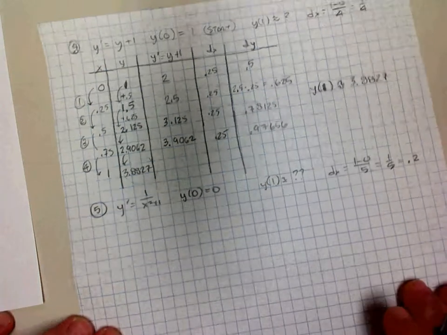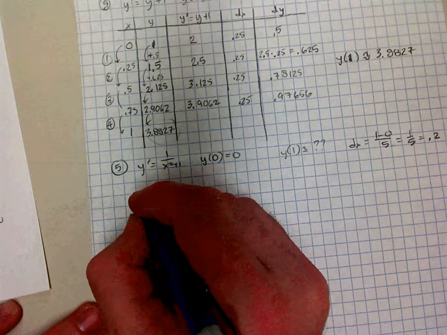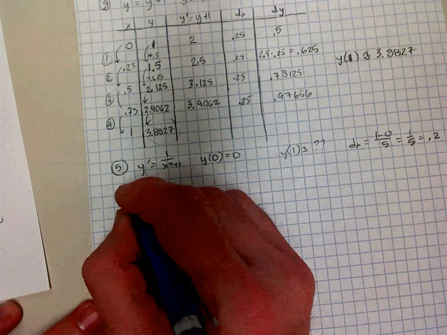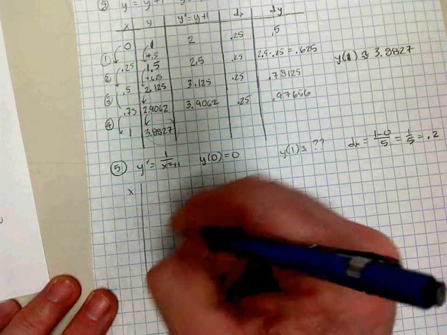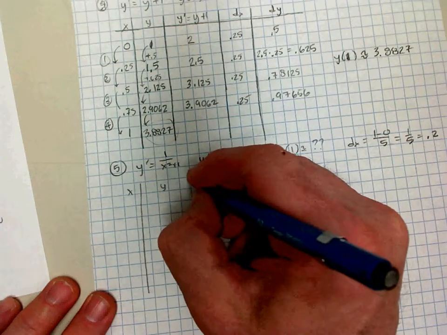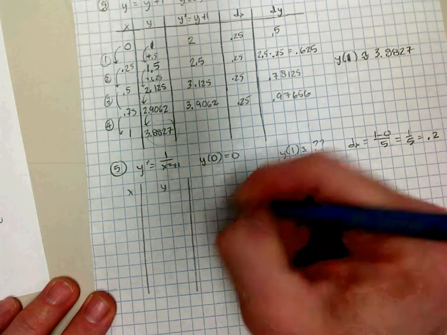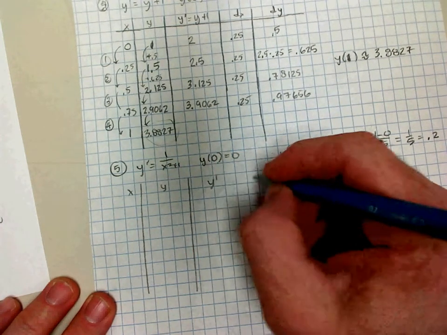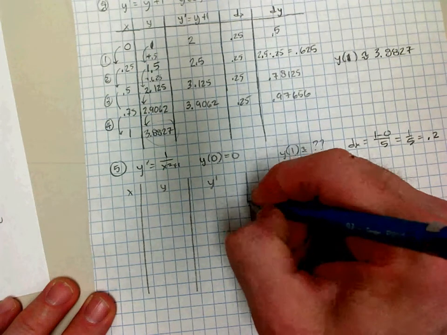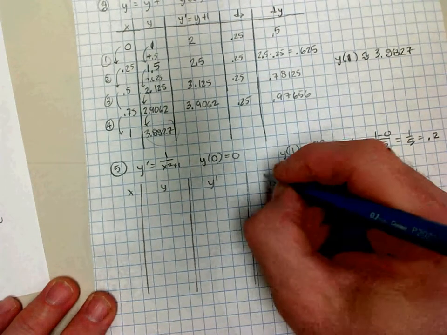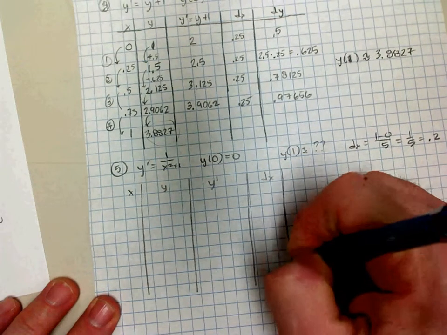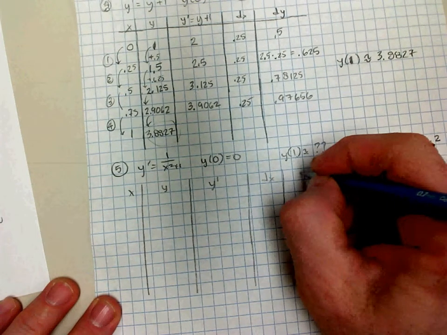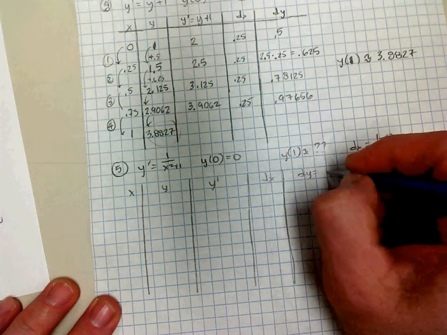Let's start out with a column for x. Put all these guys in column x. And then a column for y. And a column for y prime. A column for dx. And then our column for dy. And remember, dy is just these two columns, y prime times dx.